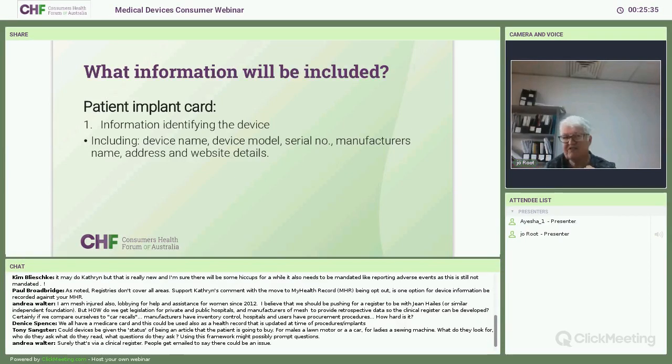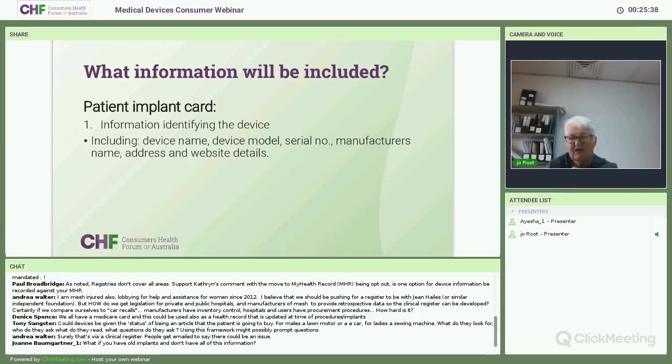So I think there's a few questions around the implant card. It would seem to make common sense that people would have that information at least. When you buy anything else, you get all that information, you get a serial number, and the address and website details might depend on how big the card is. If the card is only the size of a credit card, you can only put so much information on. If it's a digital card, or it can be bigger than that, then you can put more information.